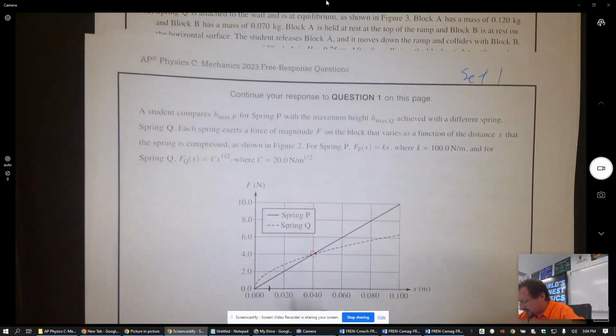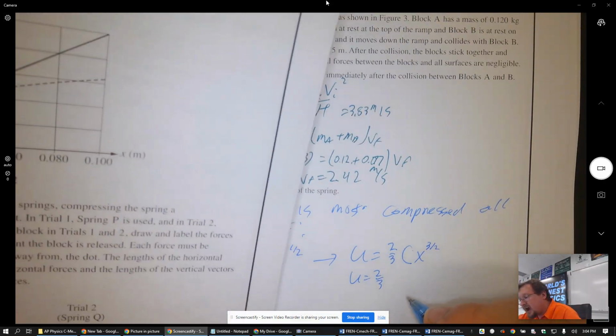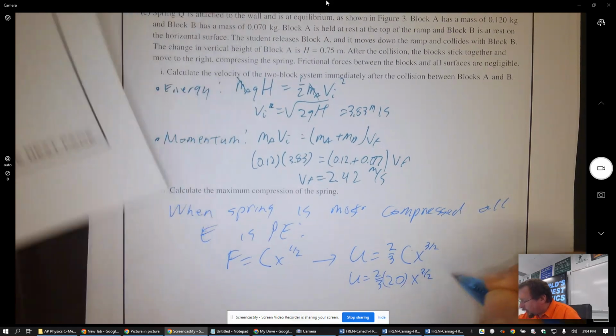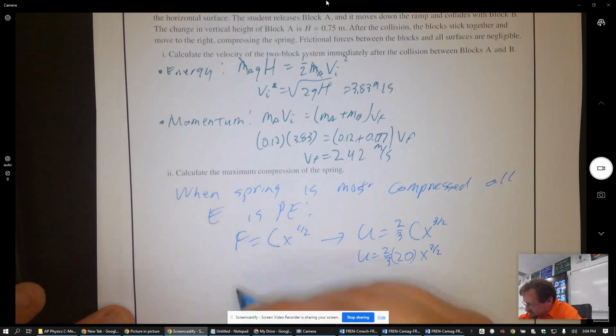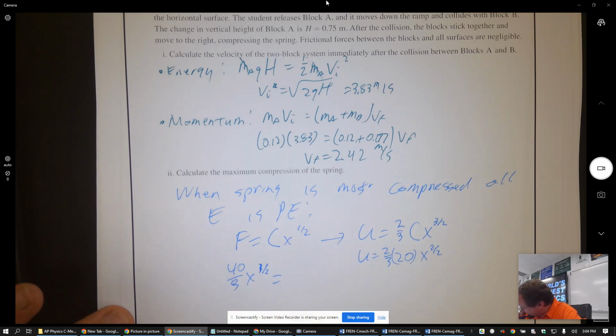I've got more papers here than when I do my taxes. So U is 2/3 times 20. That's not even a pretty number. x to the 3/2 power. And now I'm going to have to take that, what is that, 40/3 x to the 3/2 power. I can't even bring myself to do this.